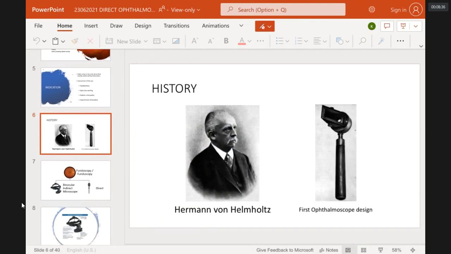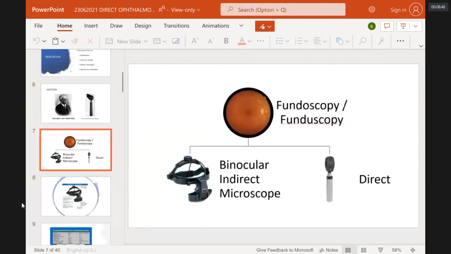So just a little bit on the history. This is the first person, the inventor of the direct ophthalmoscope. So you can see over here, this is the first ophthalmoscope design.